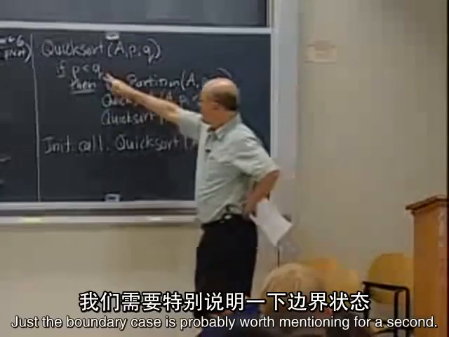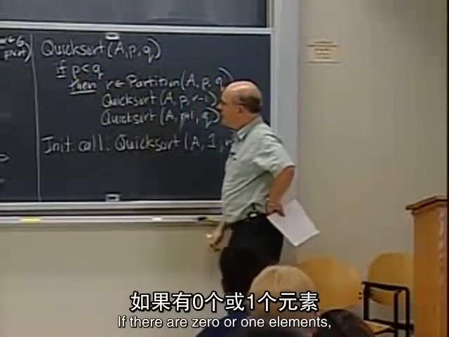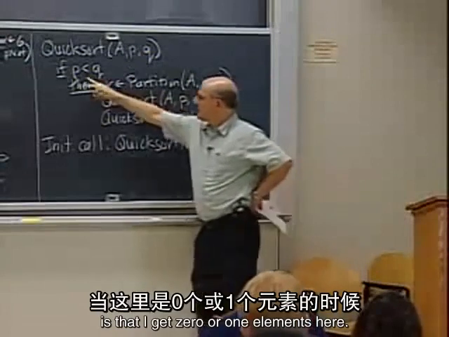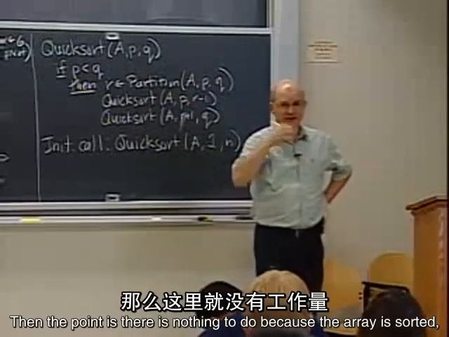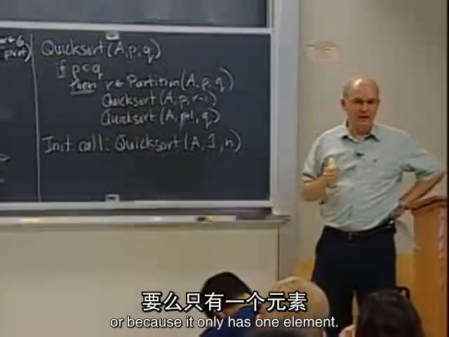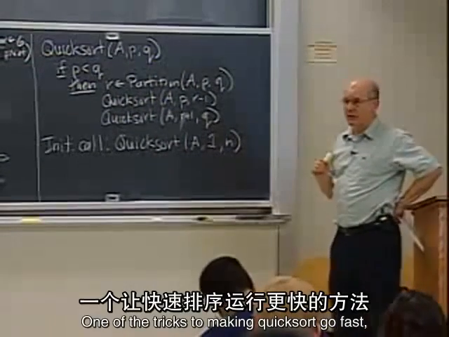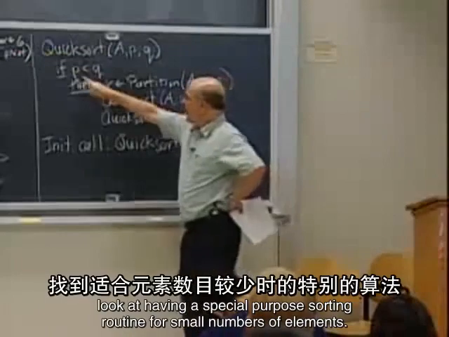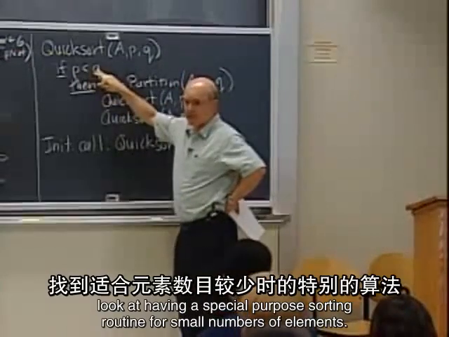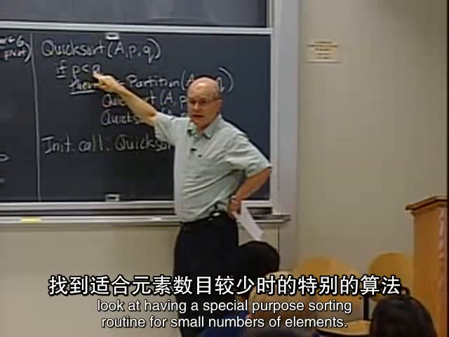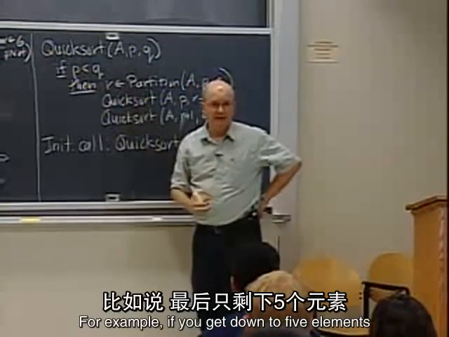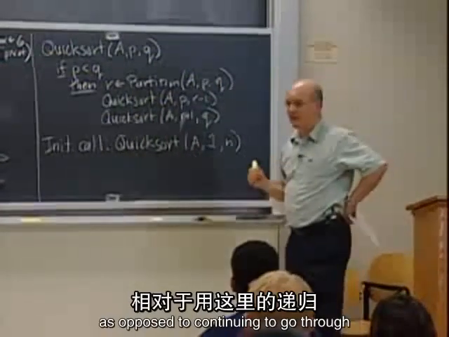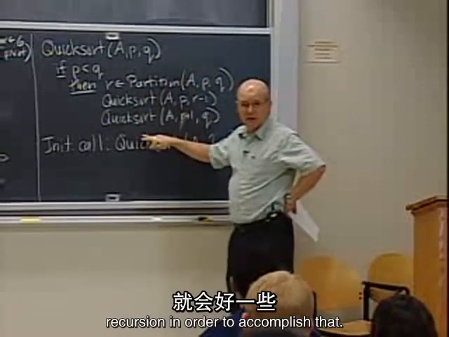So just the boundary case is probably worth mentioning for a second. If there's 0 or 1 elements, that's basically what can possibly happen here, then there's nothing to do because the array is sorted, either because it's an empty array or because it only has 1 element. One of the tricks to making quicksort go fast, as one tunes this, is to have a special purpose sorting routine for small numbers of elements. For example, if you get down to 5 elements, having some straight line piece of code that knows how to sort 5 elements efficiently, as opposed to continuing to go through recursion.